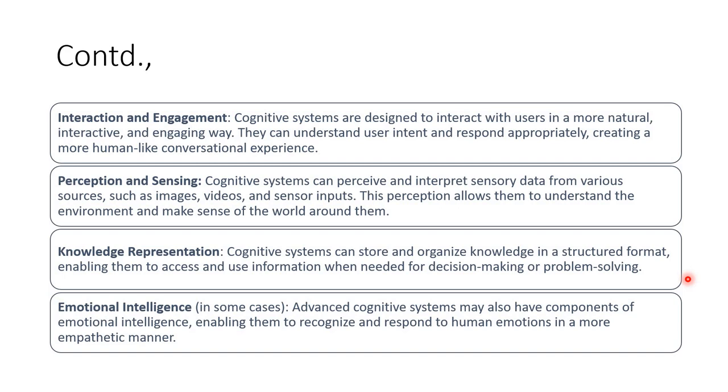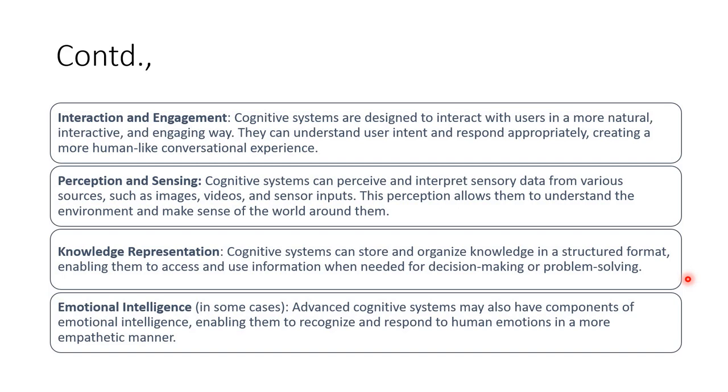And perception and sensing. Cognitive systems must be capable of interpreting the sensory data, interpreting and understanding the data from different sources. The sources can be images, it can be videos, it can be sensor inputs. Irrespective of what it is, they should be capable of getting it done. And knowledge representation is the next thing that we need to understand.